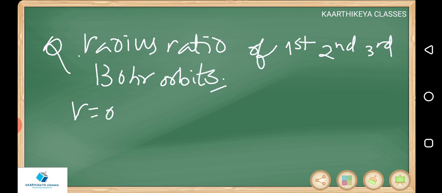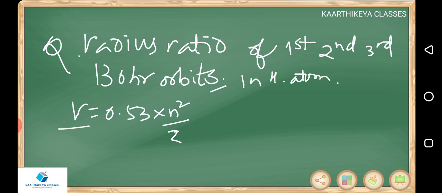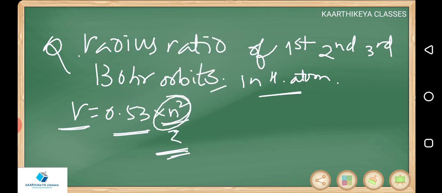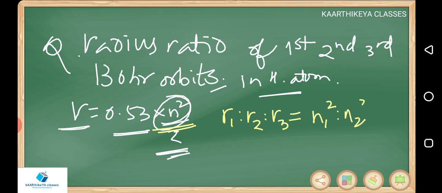R is equal to 0.53 into n square by Z, beta, in hydrogen atom. You see, radius is depending on 0.53 which is a constant, Z is atomic number, for hydrogen atom it is also constant, beta. So it is depending only on n. So R1 is to R2 is to R3 is equal to, as it is directly related to n square, n1 square is to n2 square is to n3 square.